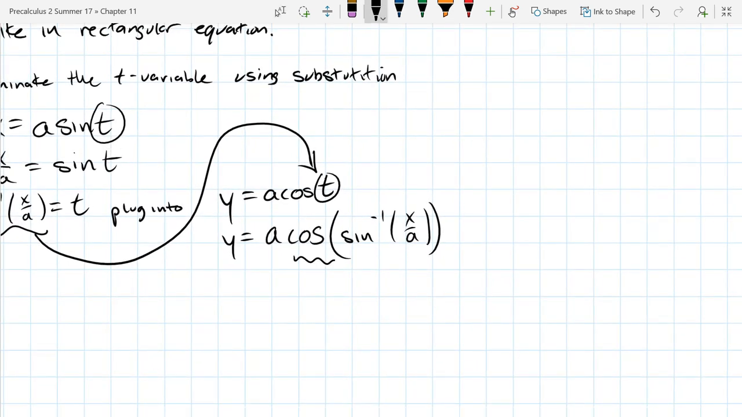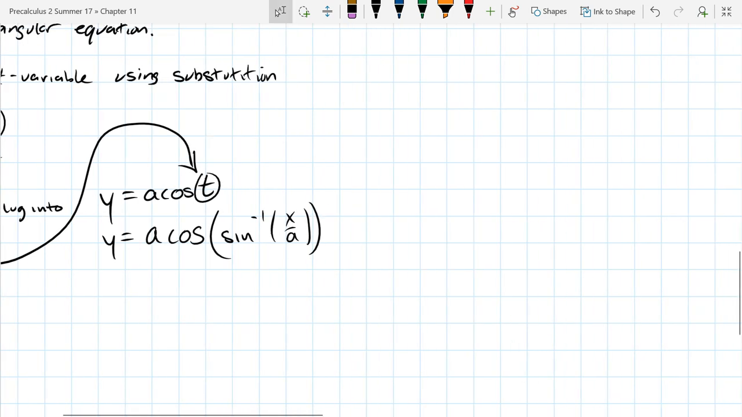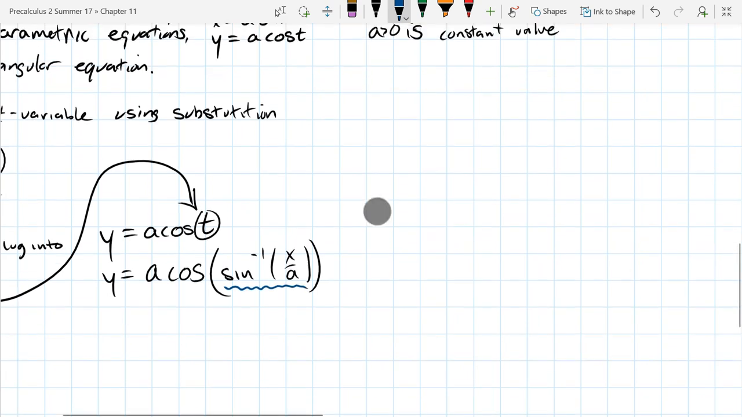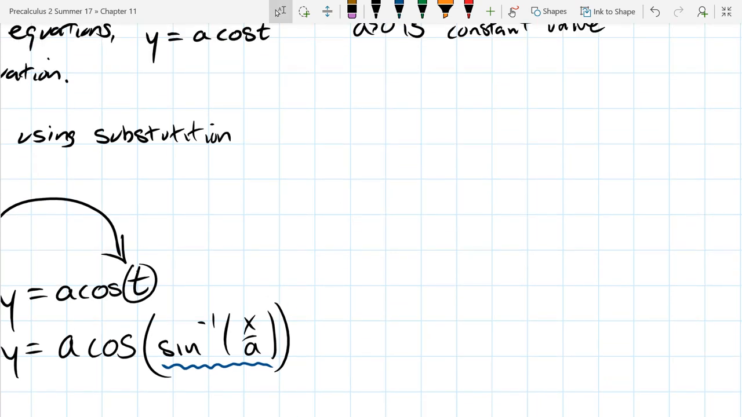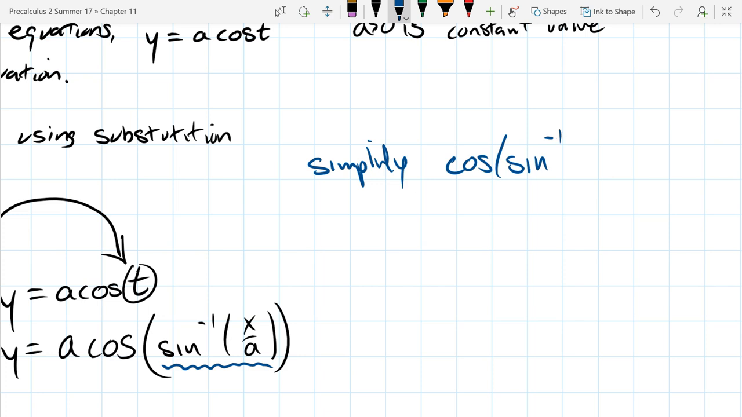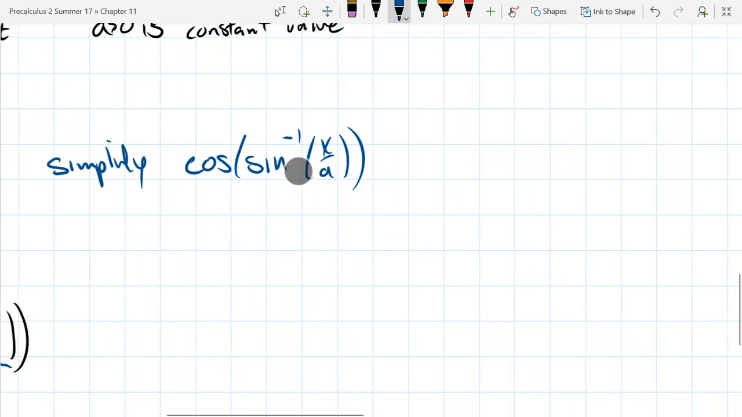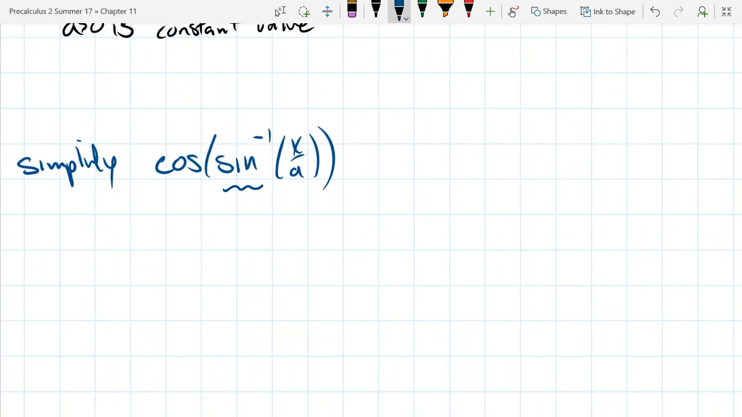How did we deal with this situation before? Cosine of sine inverse. So this is trig of an inverse trig function. We can simplify this down. So let's go ahead. I'll switch to blue here. This is a purely trigonometric process we're about to do here. So I'm going to simplify. All right, so we'll just shift right over to here. Now, how did we do this? Sine inverse, the output of sine inverse is an angle.